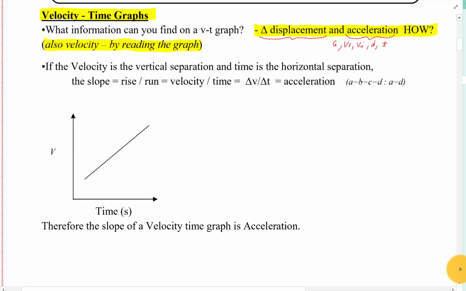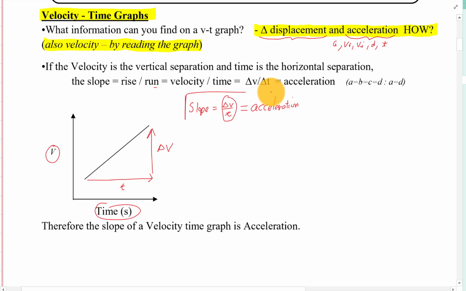If the velocity is the vertical separation and the time is the horizontal, in other words, v is up here and t is this way, then the slope, which is rise over run, is going to be the change in velocity going up over the time. So the slope is going to be the change in velocity over time. What is the change in velocity over time? That is the acceleration. So the slope of a VT graph is the acceleration.